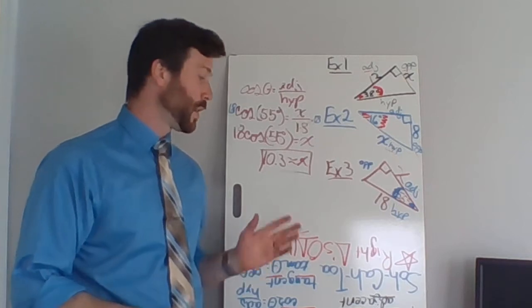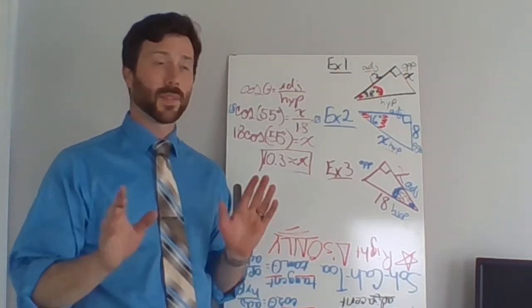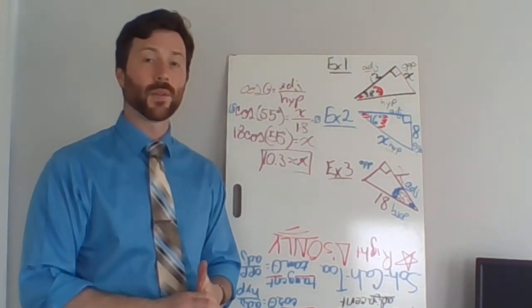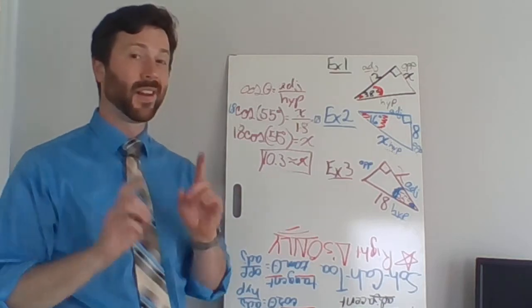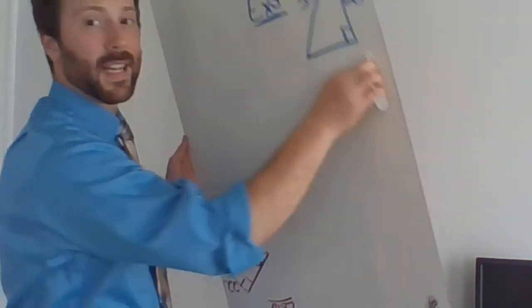We can also use Sohcahtoa to find missing angle measures. Okay, now the ratios are still the same. So it's still Sohcahtoa. Sine is opposite over hypotenuse, cosine is adjacent over hypotenuse, and tangent is opposite over adjacent. But there's a slight trick, a little detail that we'll need to change.